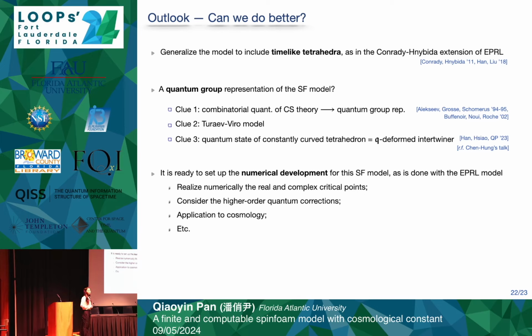And I showed you that we have the algorithm for computing the Spinfoam amplitude. We believe that it's ready to set up the numerical development for this Spinfoam model, just as it's done in the EPRL. Using this numerical tool, we can realize numerically the real and complex critical points. We can use the numerical tool to study the higher order quantum corrections of this Spinfoam model. We can also apply this Spinfoam model numerically to physical situations, especially to cosmology, because our Spinfoam model does have a non-zero lambda, which is the case of our current universe. So we expect that applying this Spinfoam model to cosmology will give us some interesting and possibly trustworthy results and predictions.